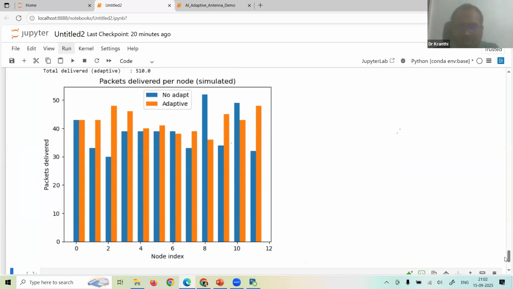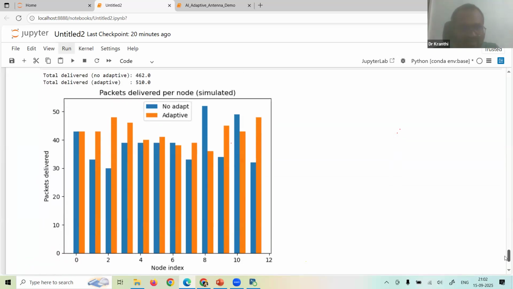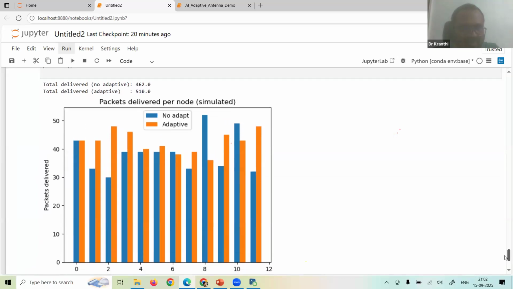Here, as I said, I'm comparing two things: with adoption of AI and without adoption of AI. In the non-adaptive case, we received only 462 total delivered signals. In the adaptive case, it's 510. So in this particular sample result, what is our takeaway point? The total packets delivered with adaptive beamforming is greater than without adaptive beamforming.